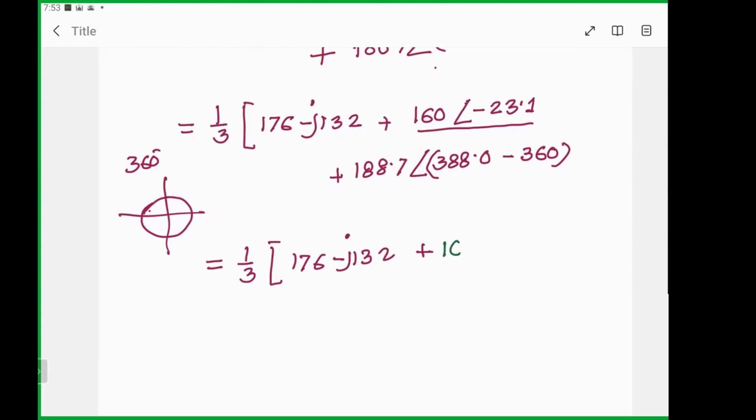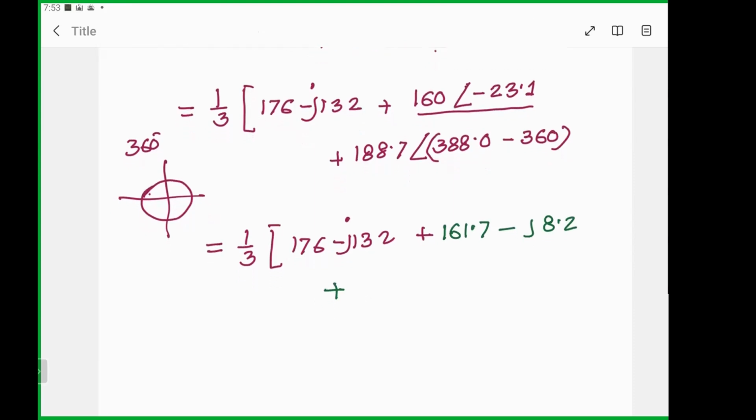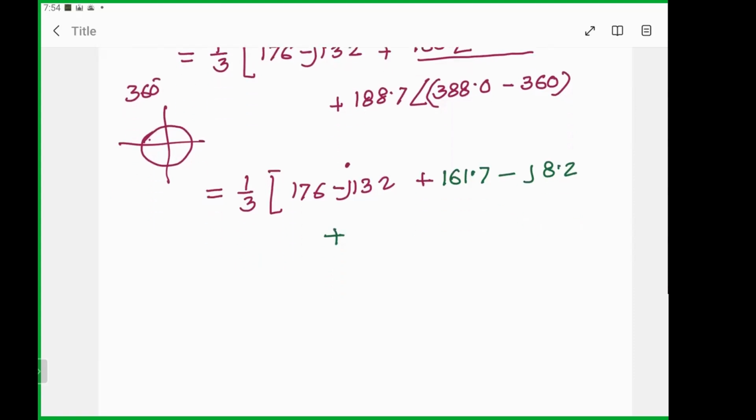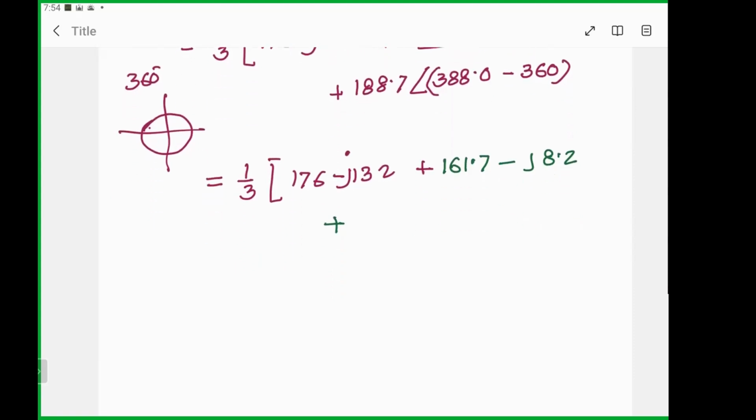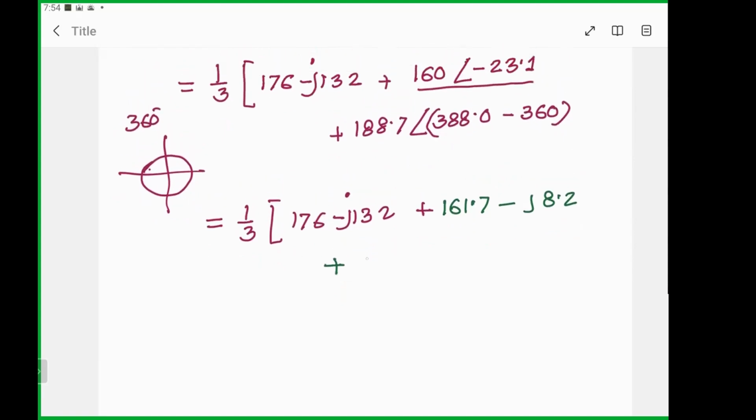161.7 minus J 8.2. And then this one, 188. I'm having a problem there because if we use 388 directly without subtracting 360, I'm getting different values for the rectangular form. So what is the value you're getting? Let me just write down. So if we use 28, that's the difference there.